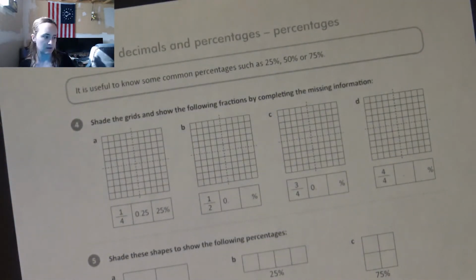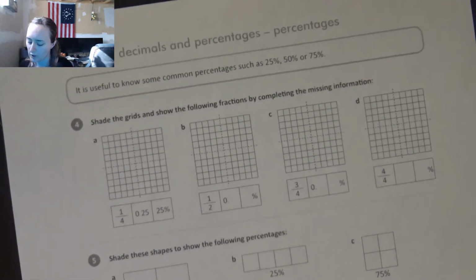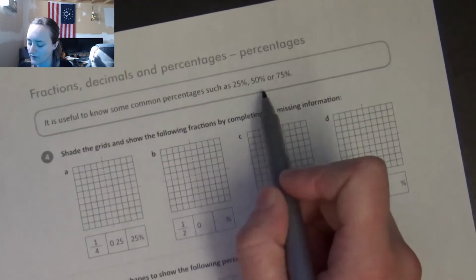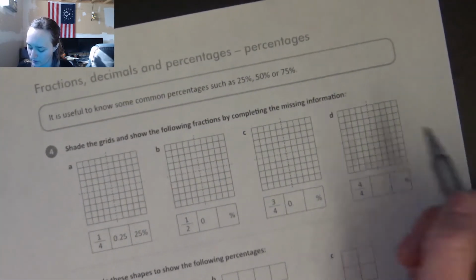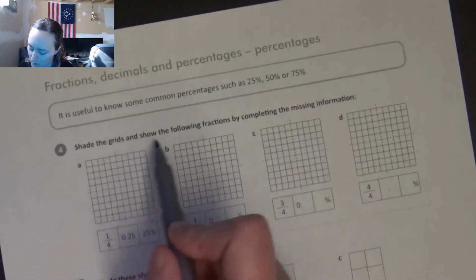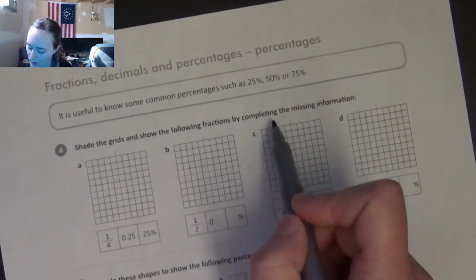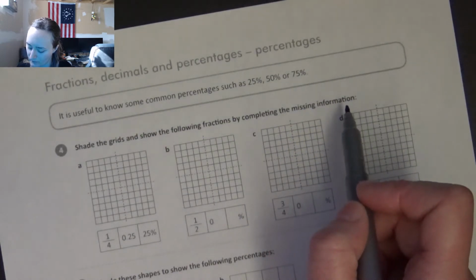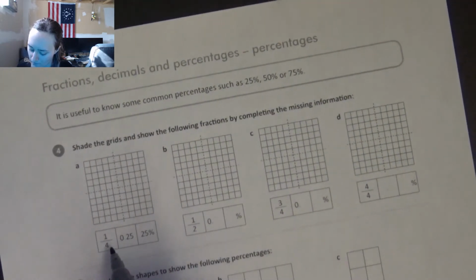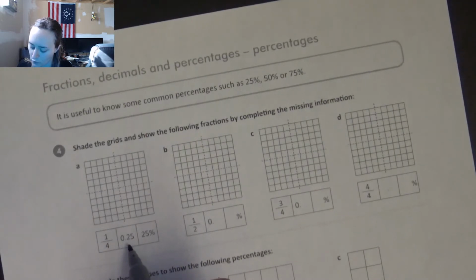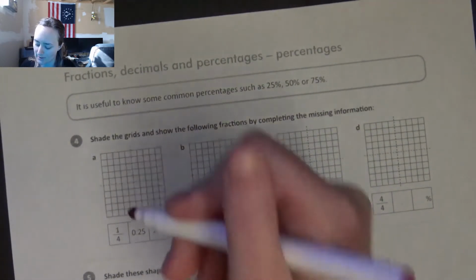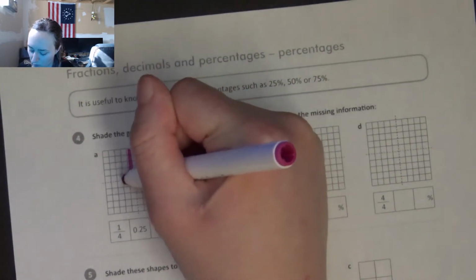And the last page, yay! So, it is useful to know some common percentages, such as 25%, 50%, or 75%. So, we're going to shade the grids to show the following fractions by completing the missing information. Okay? So, 1/4, 25, or 0 and 25 hundredths, 25%. They are the same.